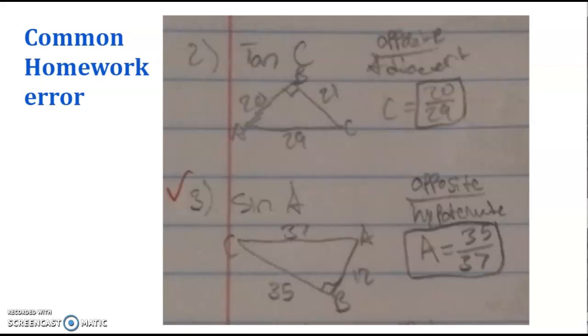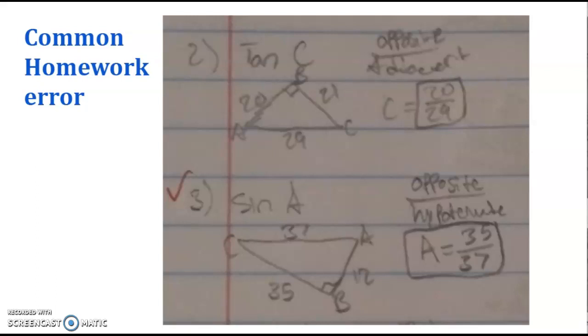Another example of the homework that I wanted to show you was this one. This student, I really like the way she's showing her work. She's copying down the whole question in its entirety. She's also writing down what tangent of C is. It's always opposite over adjacent. That's great. But what she's missing here is that C is equal to 20 over 29.